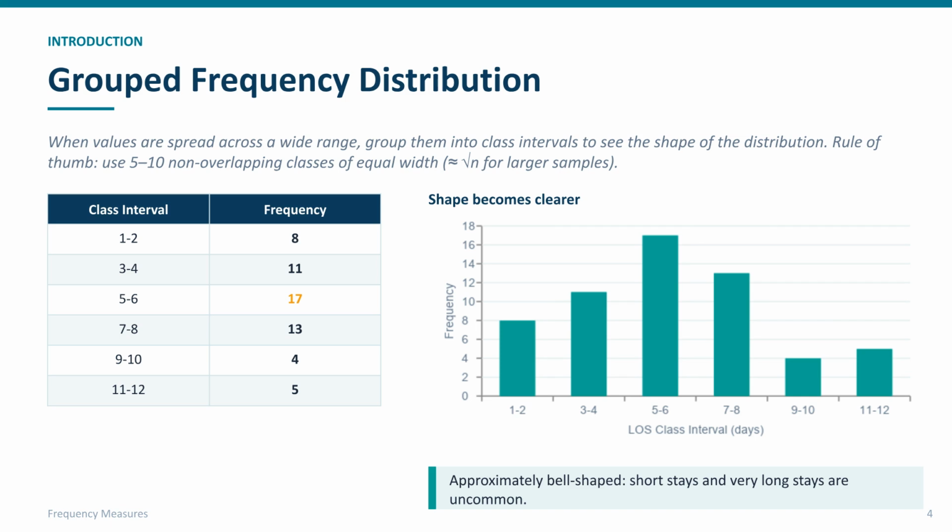When data spans a wide range, we use grouped frequency distributions. By organizing values into non-overlapping class intervals, we can clearly see the overall shape of the distribution, such as this bell-shaped pattern showing that short or very long stays are uncommon.